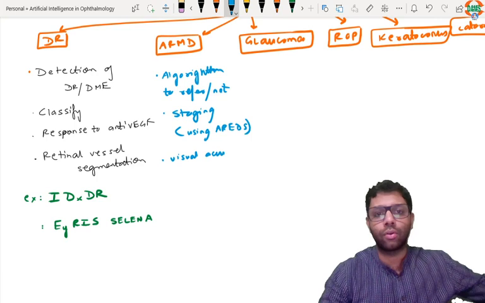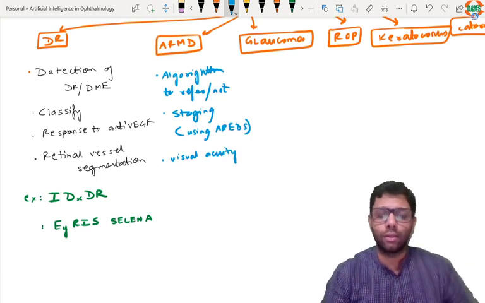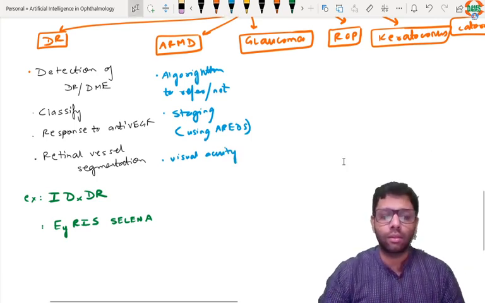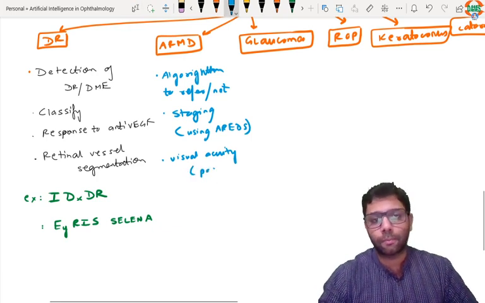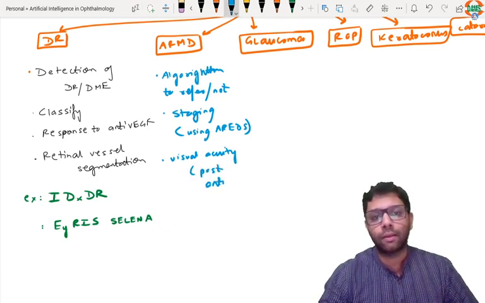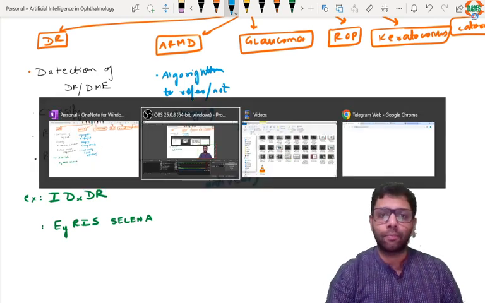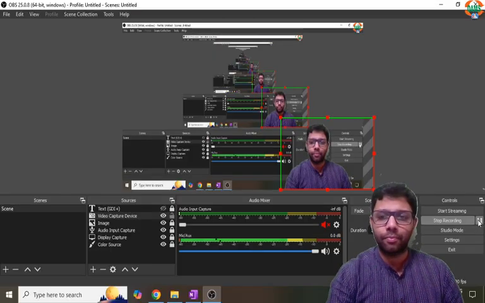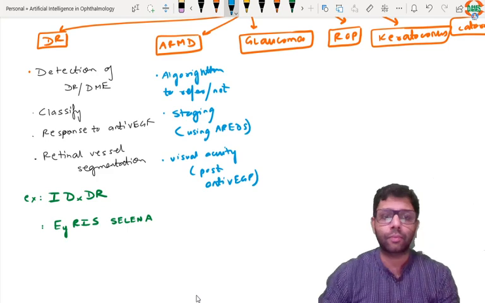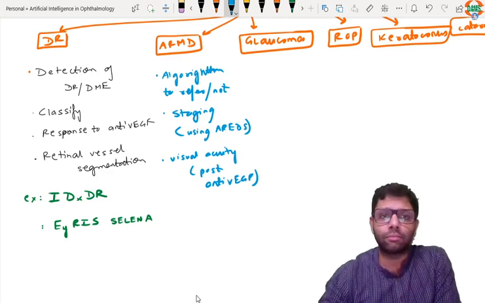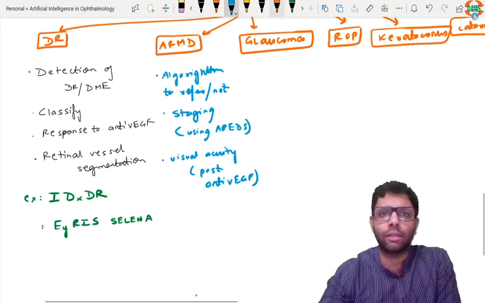Quantification, visual acuity, post anti-VEGF. All right, and then yes, pre and post visual acuity, post anti-VEGF in wet AMD.